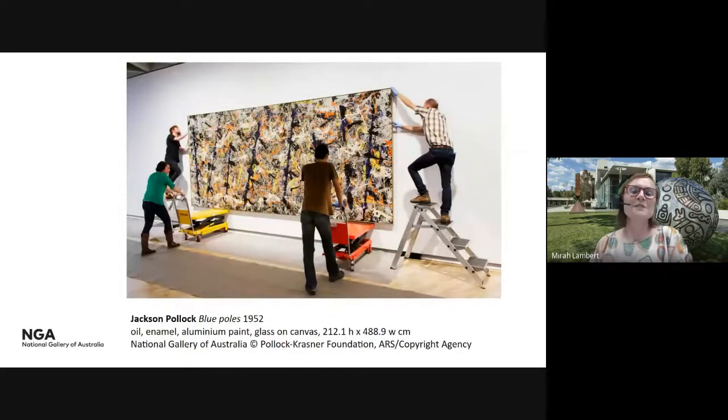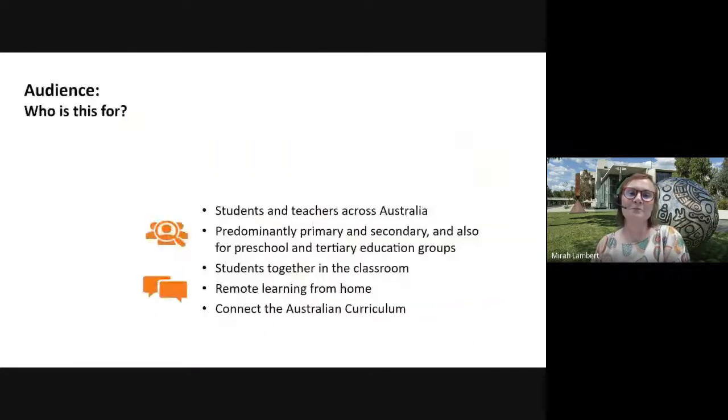And also, it's a way in which we can show behind the scenes and allow people to see what it does take to hang a 5-metre by 2-metre mammoth painting like Jackson Pollock's Blue Poles, and the fact that it takes incredible care from 4 very skilled people to get this painting up and down off the wall.